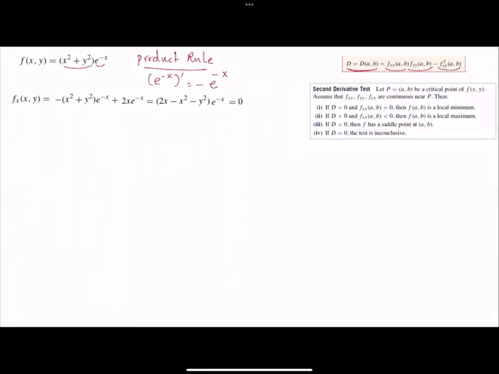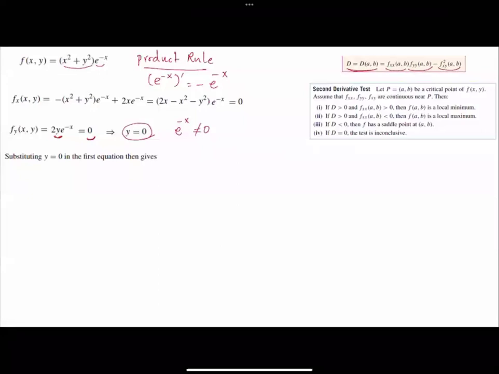You need to set it equal to 0 along with the partial derivative of f with respect to y, which is your second equation. This is just 2y e to the power negative x. You don't have to apply the product rule here, and set it equal to 0. But the second equation equal to 0 has only one solution. Why is that? Because e to the power negative x is never 0. So you just need to set y equal to 0.